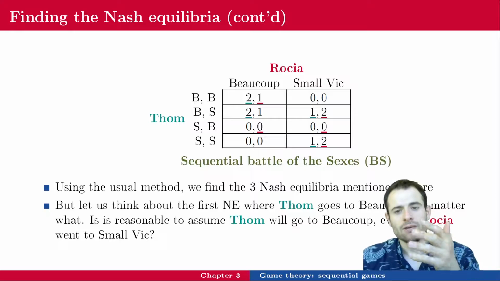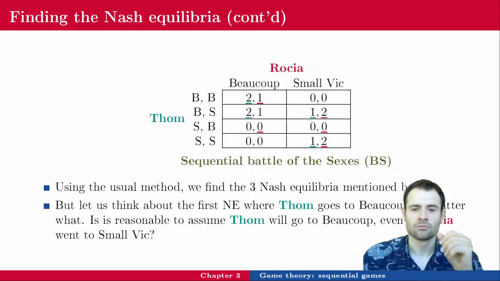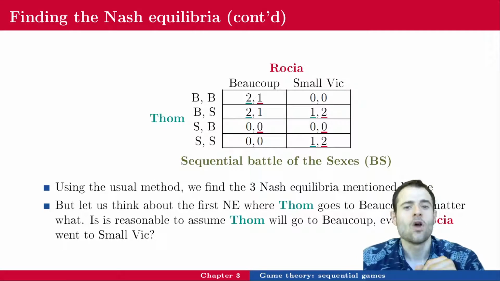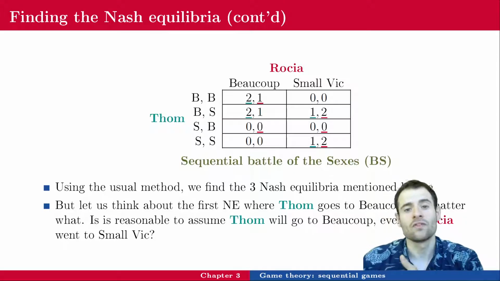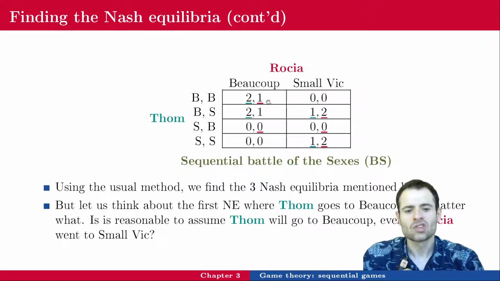Because they play sequentially, there is a sense in which Rosia can kind of trick Tom by going to small victory first. She knows that Tom will follow her. Once Tom gets the text message and sees that she went to small victory, well, small victory it is. However, this Nash equilibrium suggests that if she had decided to go to small victory, Tom would still go to beaucoup.